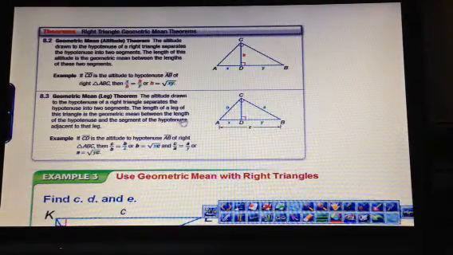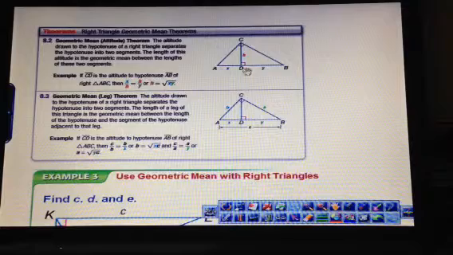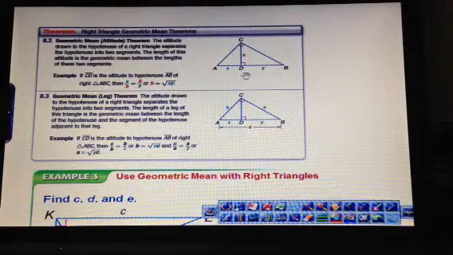Before we get started with this third example, we've got two theorems we need to read through. The geometric mean altitude theorem says that the altitude drawn to the hypotenuse of a right triangle separates the hypotenuse into two segments. The length of the altitude is the geometric mean between the two segments.